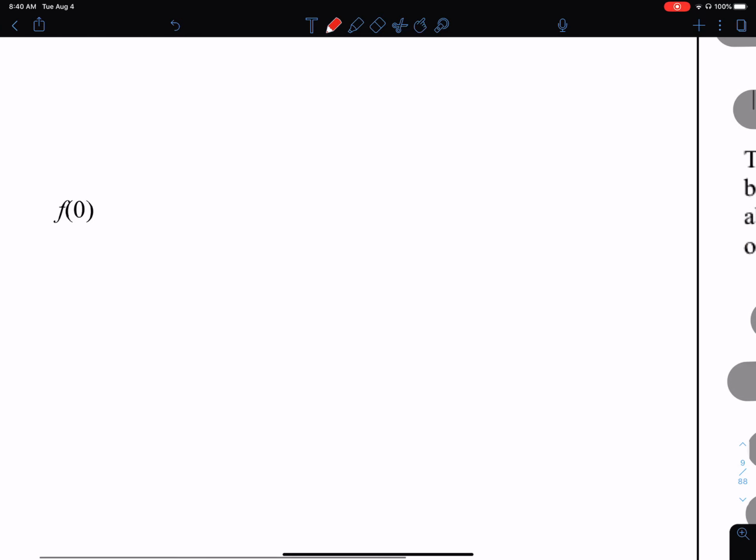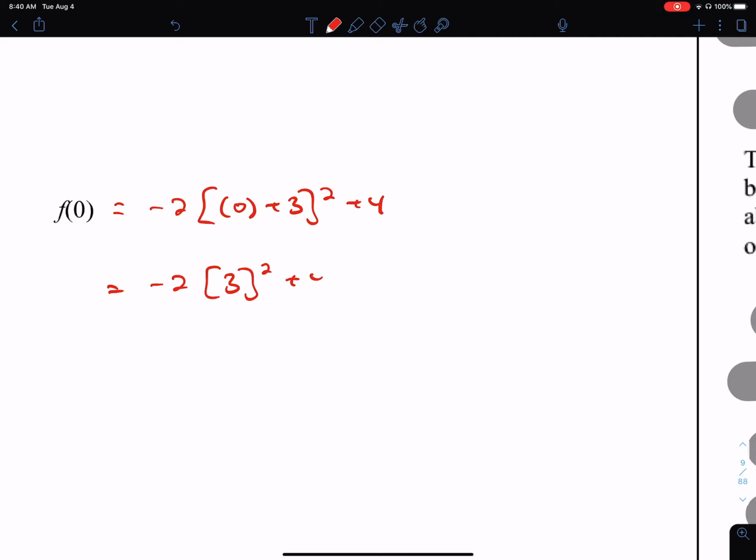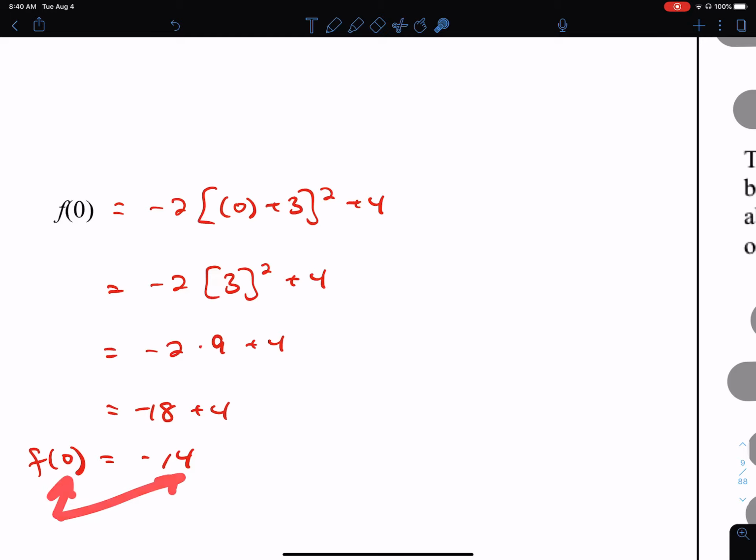F of 0. So we're going to have negative 2 times the sum of 0 and 3 squared plus 4. 0 plus 3 is 3. 3 squared is 9. Negative 2 times 9 is negative 18. Add 4 to that, you get negative 14. When the x value is 0, the y value is negative 14.